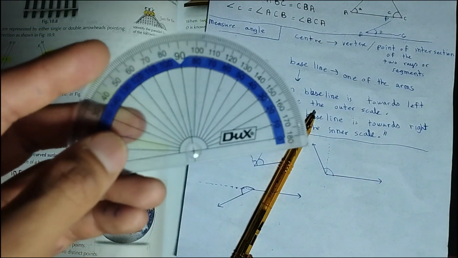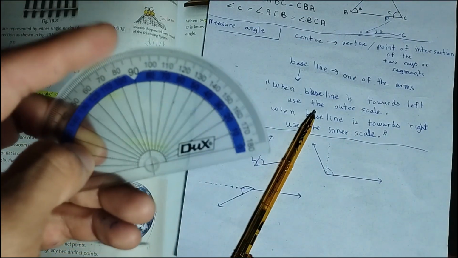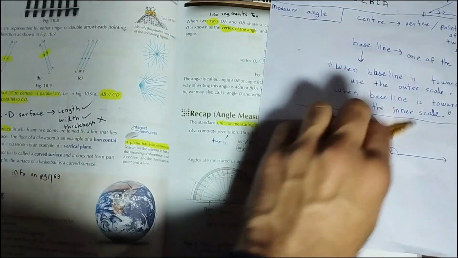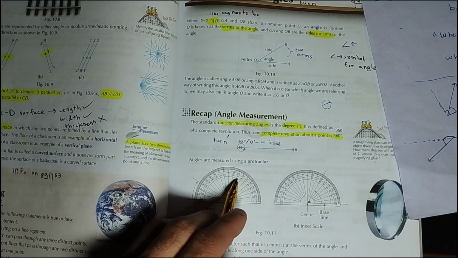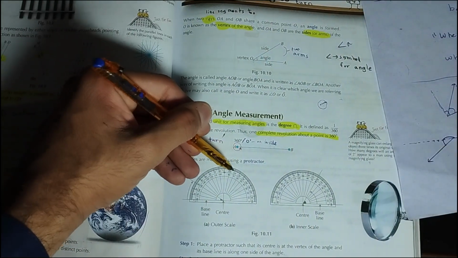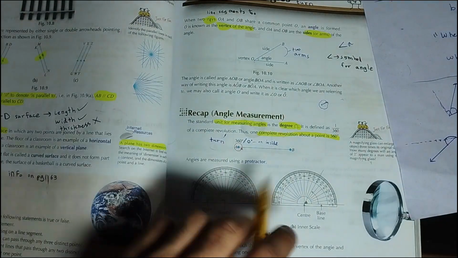What do I mean by inner and outer scale? Take a look at this, right? You have numbers going on the top and you have numbers on the bottom. You can look at your book as well. It has numbers on the top and it has numbers in the bottom. The outermost is called the outer scale and the innermost is called the inner scale, right?